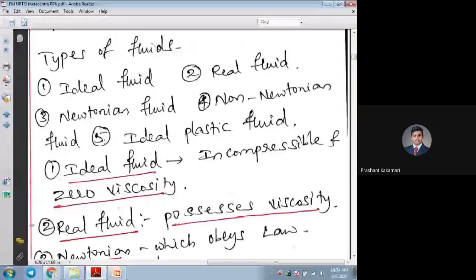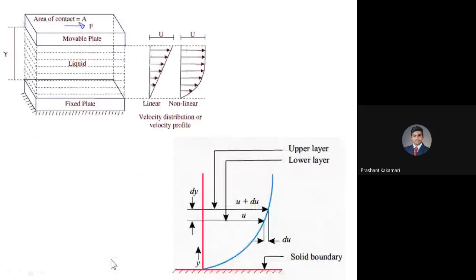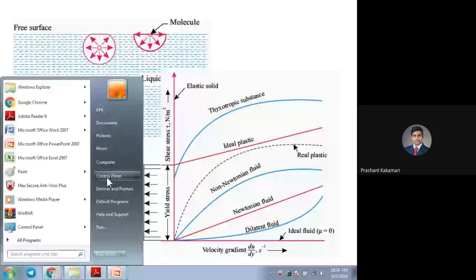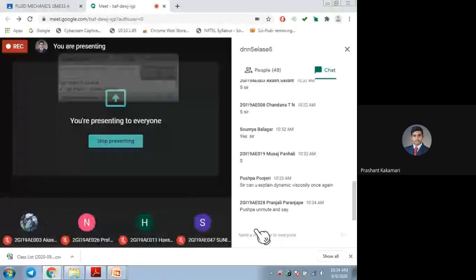Here the list of types of fluids is given. So I can take this in the PPT here. All of you can see the PPT.